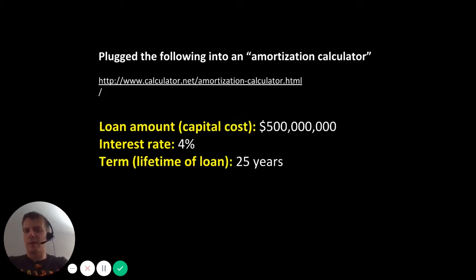We can plug this information into an online amortization calculator to get an idea of what this looks like. The information that's relevant here is the total loan amount. In this case, it's the capital cost of the power plant. That's how much the utility would want to borrow, so $500 million. The interest rate, as we said, is 4%. And the term or duration of the loan, how long over what period of time the loan would be paid back, we're going to assume is the same as the lifetime of the power plant, so 25 years.